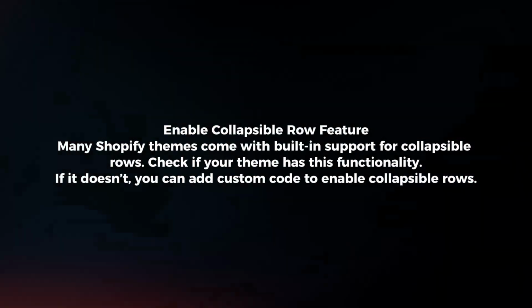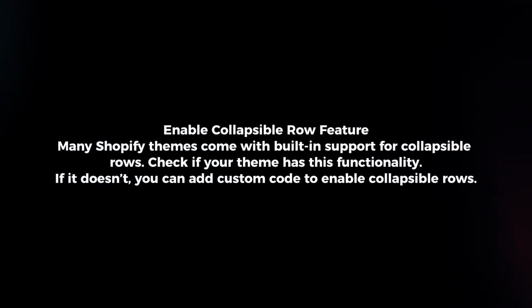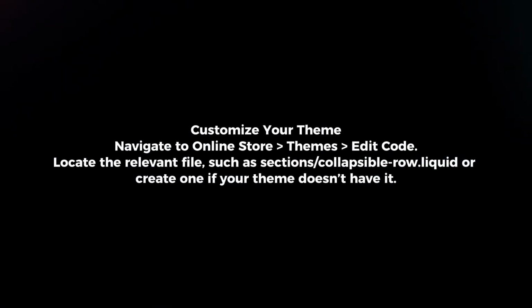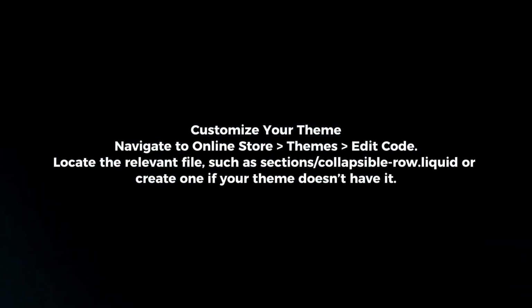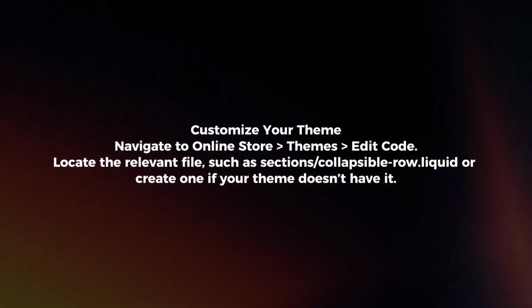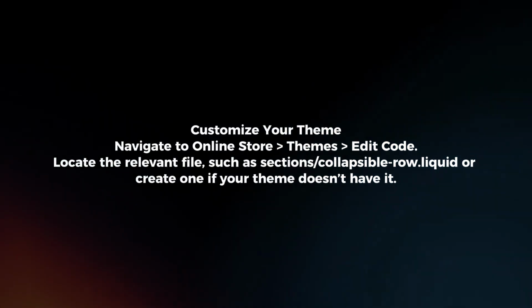Check if your theme has this functionality. If it doesn't, you can add custom code to enable collapsible rows. Customize your theme. Navigate to Online Store, Themes, Edit Code. Locate the relevant file, such as sections, collapsible row.liquid, or create one if your theme doesn't have it.